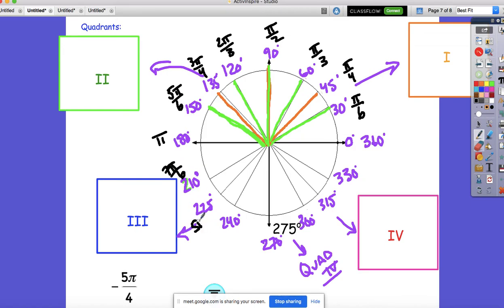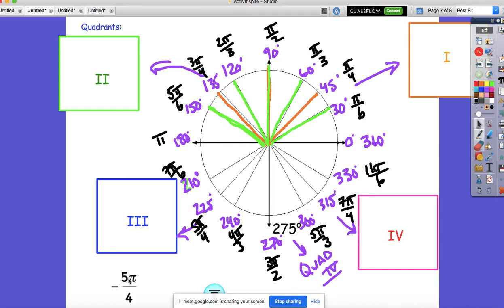225 is 5 pi over 4. 240 is 4 pi over 3. 270 is 3 pi over 2. 300 is 5 pi over 3. 315 is 7 pi over 4. And then 330 is 11 pi over 6. And again, on my last video notes, I went through how to get all those. So I went by sixths, or I went by fourths to get all of these.